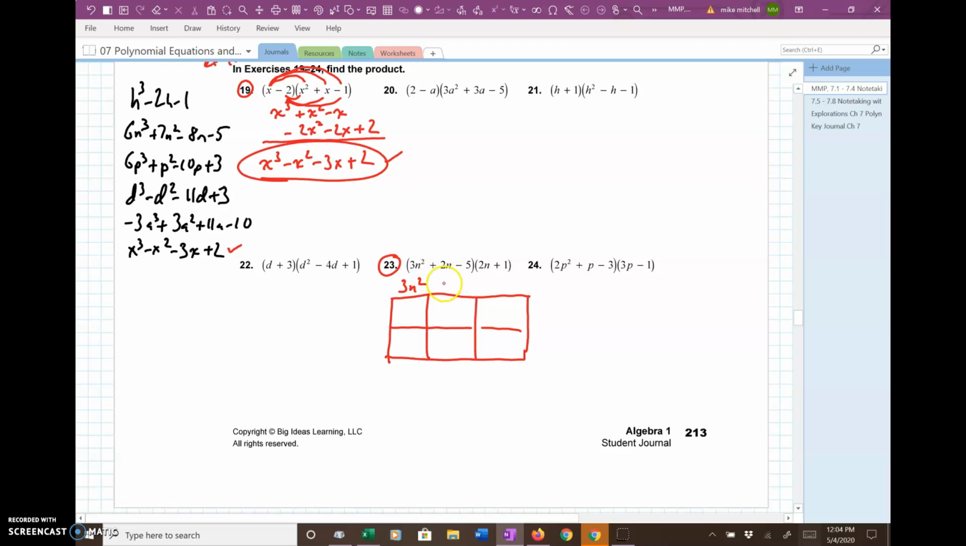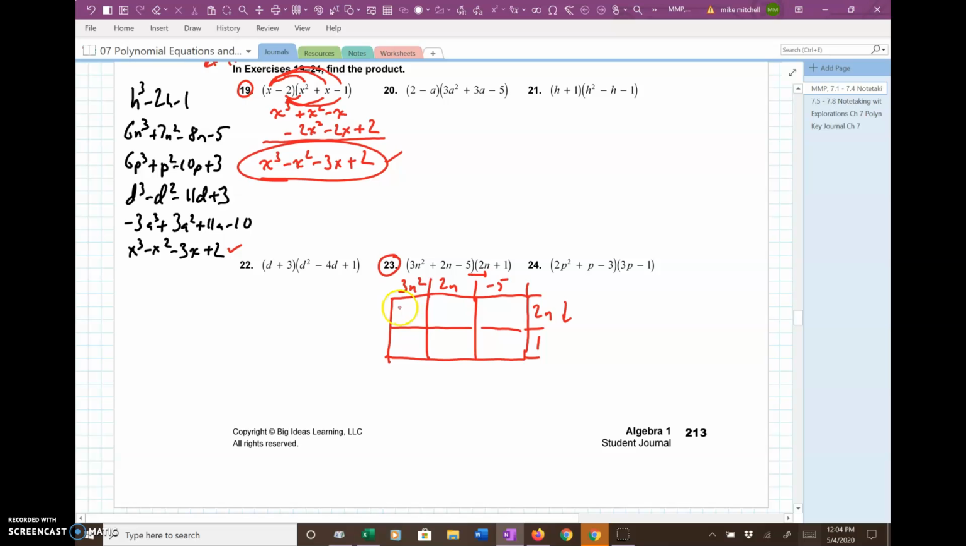3n squared, 2n, minus 5. You can put the lines there if you want them. I don't usually use those. 2n and 1. And again, notice decreasing order of degree. N squared, n, negative 5. Decreasing going this way, decreasing going this way. 2n plus 1. You'll see at the end why I do it like this.